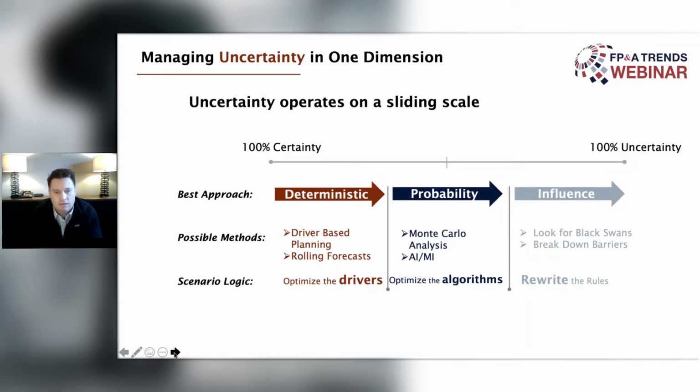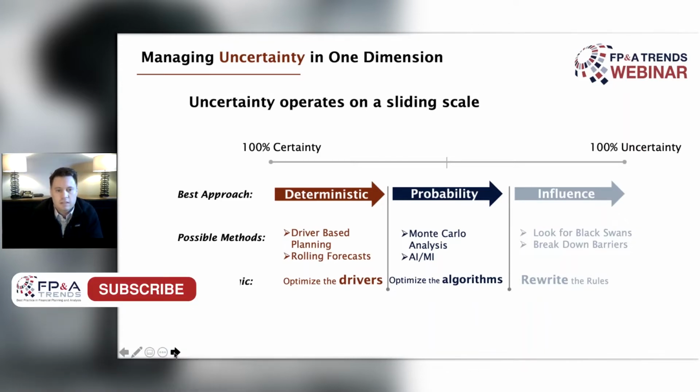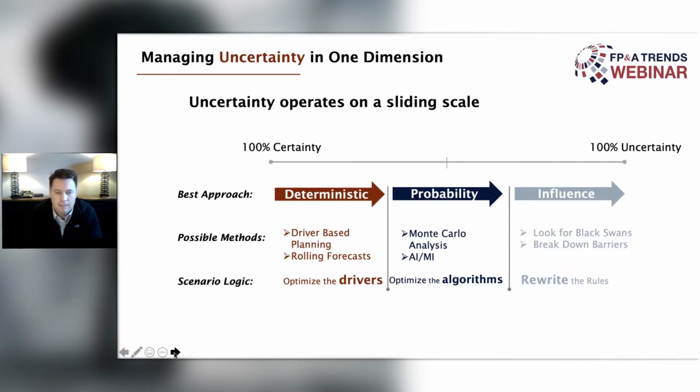It's a sliding scale. It's almost like we talk about it like the fog, right? You have some clarity, and then that clarity sort of disappears, and you get further and further into uncertainty. That's how I would think about uncertainty. I think a lot of people tend to think of it as either there is certainty or there isn't, and I think it's better to think about it on a sliding scale. So with that in mind, thinking about uncertainty in a single dimension here, what are the best approaches to handle uncertainty?